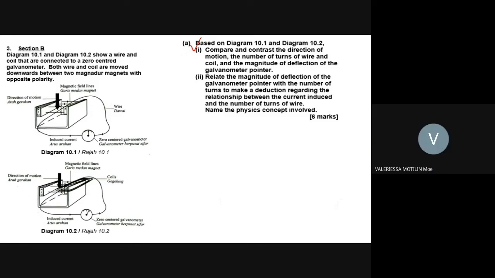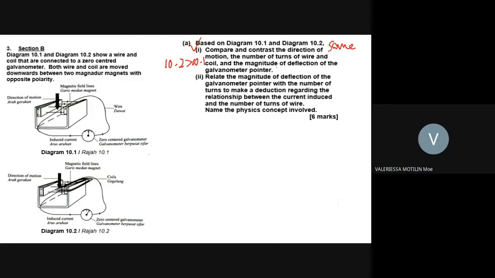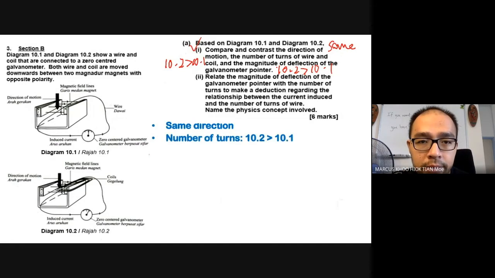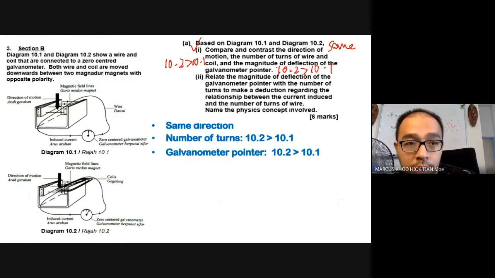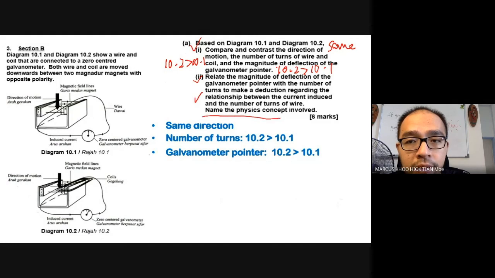The direction of the motion for diagram 10.1 and diagram 10.2 is the same. The number of turns of wire in the coil in diagram 10.2 is higher than in diagram 10.1. And the magnitude of deflection of the galvanometer pointer is higher in diagram 10.2 than in diagram 10.1. Okay, very good. I think it is entirely correct. Same direction, number of turns 10.2 more than 10.1, and galvanometer pointer deflection 10.2 more than 10.1. Very nicely done. Well said. Relation, please. 3 relationships. Oh, you have to give 2 relationships and 1 name the physics concept.